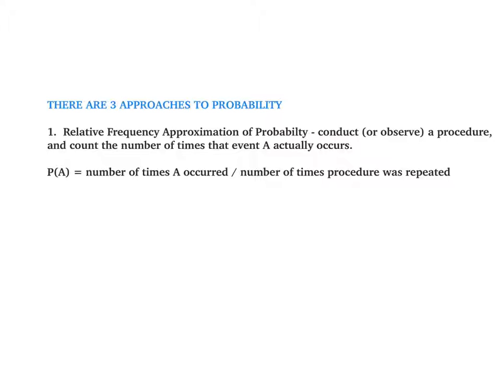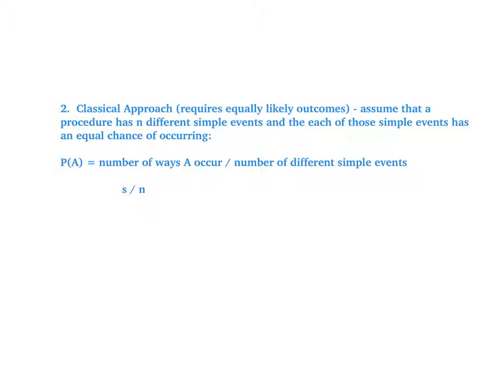3 approaches to probability. The first one's called relative frequency approximation. And this one, what we do is we conduct or at least observe some procedure and just count the number of times it happened, and we're going to use that for our probability. The number of times it occurred over the number of times that the procedure was repeated. So it's not mathematical as much as you're just watching or conducting an experiment and just counting for yourself and saying, okay, the probability of this happening is this. Let me show you one of these. Oh, first let me show you the second one.